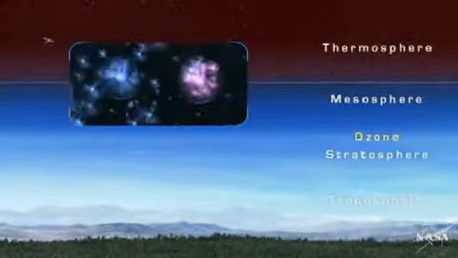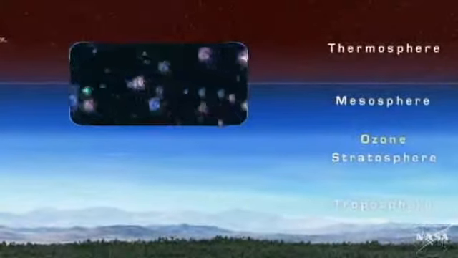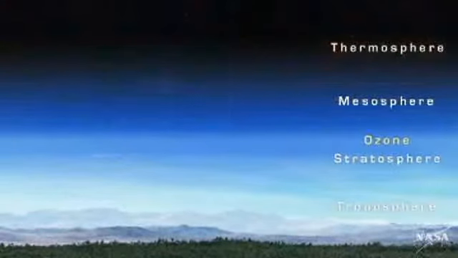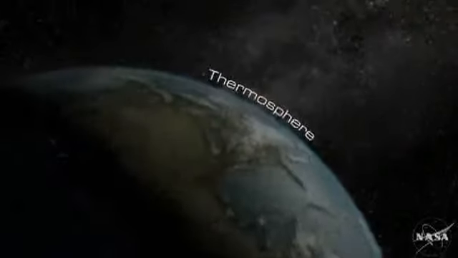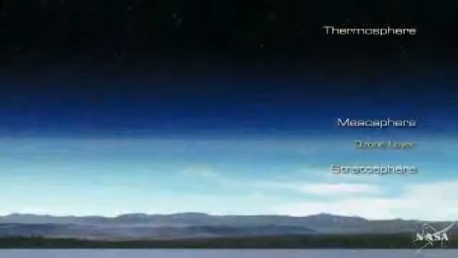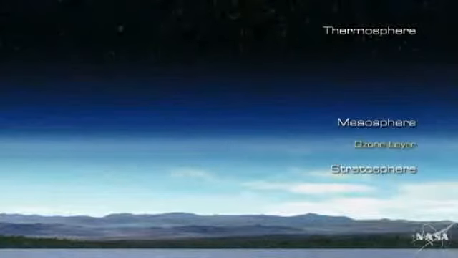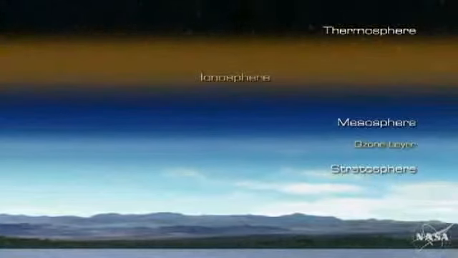The atomic oxygen and nitrogen cannot radiate the heat from this absorption, causing the thermosphere to reach temperatures as high as 2,000 degrees Celsius. As the Earth rotates, the thermosphere is exposed to highly energetic ultraviolet and X-ray solar radiation that ionize the atomic oxygen and nitrogen in the thermosphere. These charged atoms form a layer of plasma called the ionosphere.